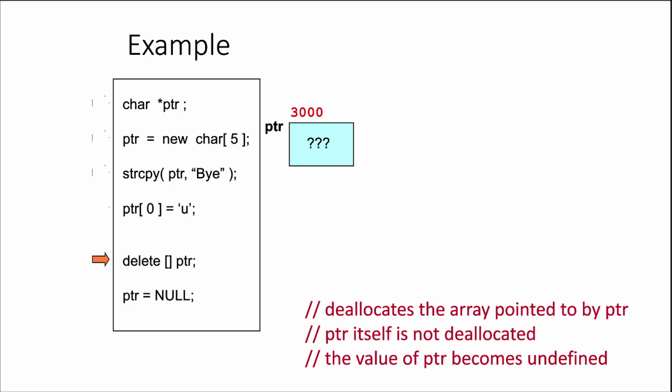It's undefined. Now you say PTR equal to null, just for safety reasons, to make sure that PTR is not storing any valid data. So to make sure of that, you can even say PTR equal to null. Clear? Any questions? No doubt, sir. Yeah.